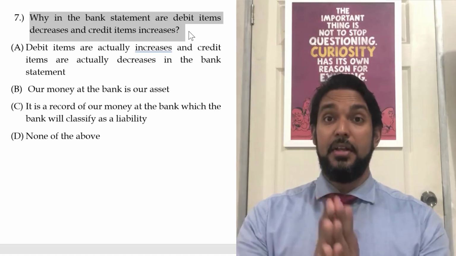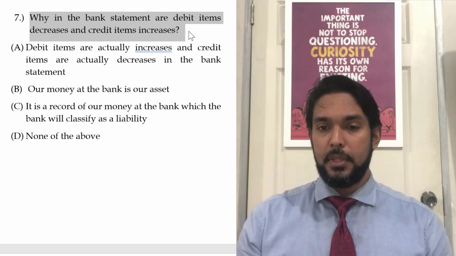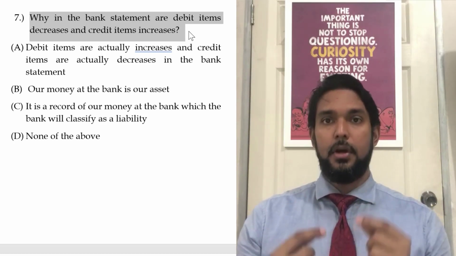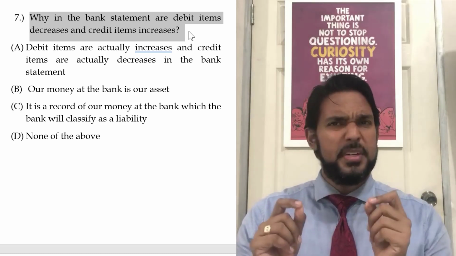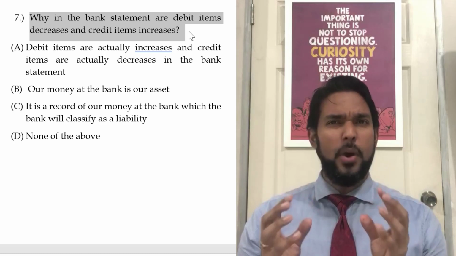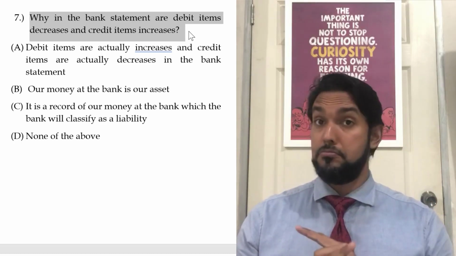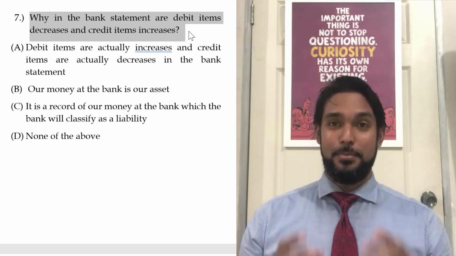All right, so number 7, why in the bank statement are debit items decreases and credit items increases? All right, this is one that confuses people every year. The bank statement is the bank's records of our money with them. Whose money is it? Our money. Who has physical possession? The bank. Is it the bank's money? No.